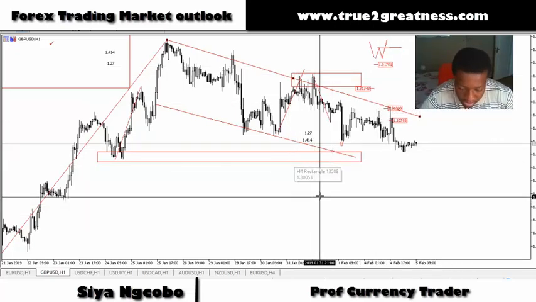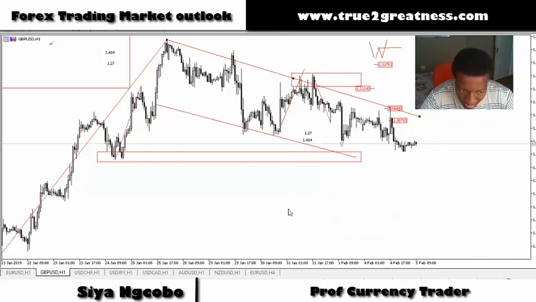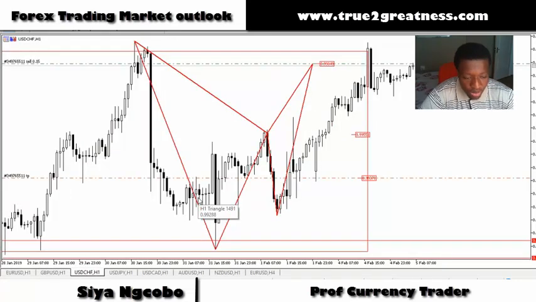And let's see. So other than that, nothing much as well on the pound USD. So it's also again just a matter of waiting and seeing what opportunities do show up so far. Let's look at the Swiss.